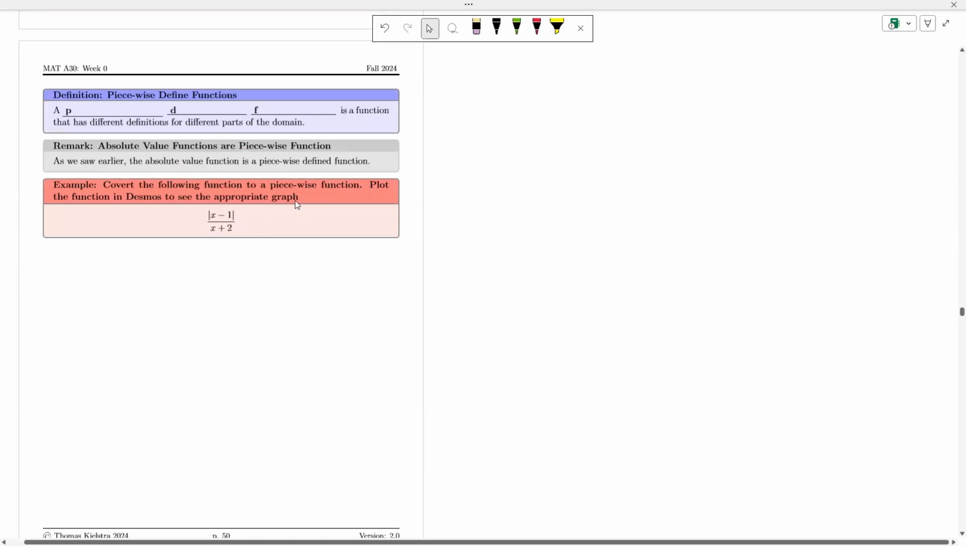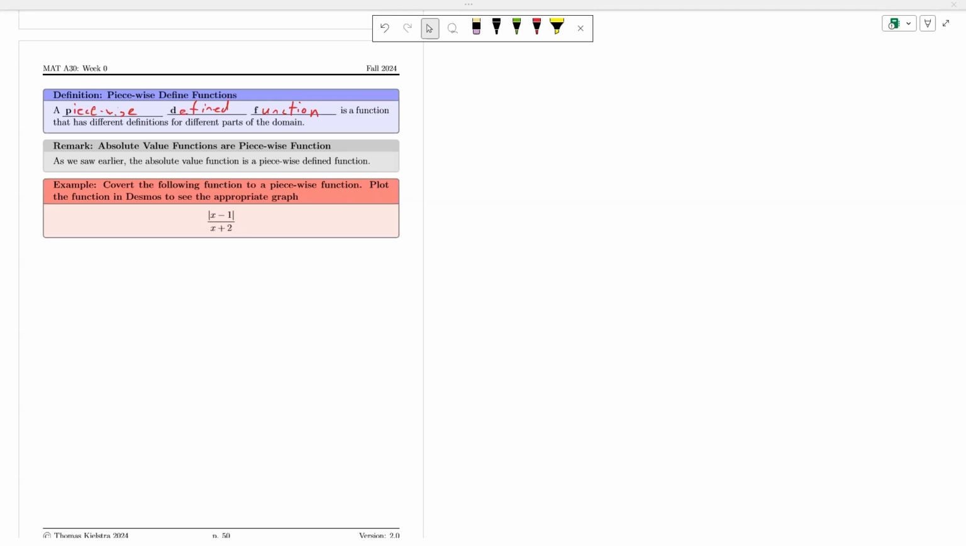We're now going to move on to our piecewise defined function. Now, a piecewise defined function is a function that has different definitions for different parts of the domain. As we saw earlier, the absolute value function is a piecewise defined function.